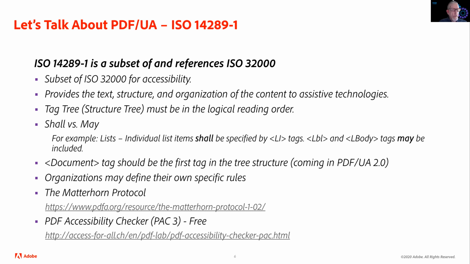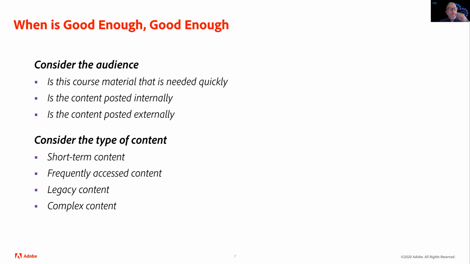There's a thing called the Matterhorn protocol that comes out of the PDF Association, which helps you understand more about PDF UA. And there also is an accessibility checker that is free that lets you check against PDF UA. And we'll talk about the checker in Acrobat in just a moment.